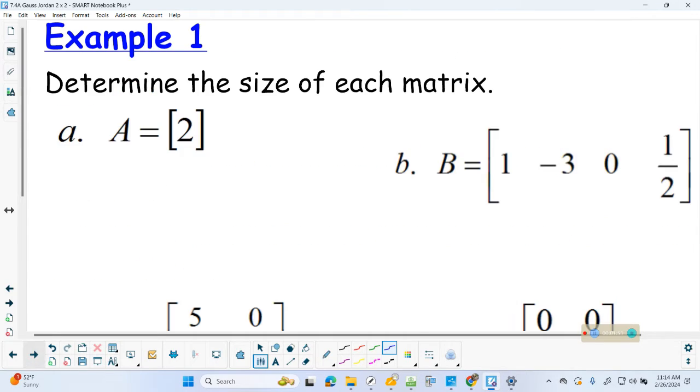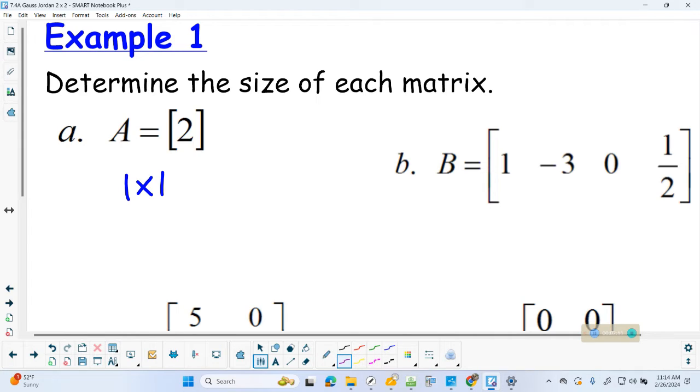So we're going to show you today how to first give the size, we're going to practice that, super easy, and how to use these to solve a system of equations. Now, first matrix, this is pathetic, this is so easy. It's only one value. So you have one row, one column. So we call this a 1-by-1 matrix.